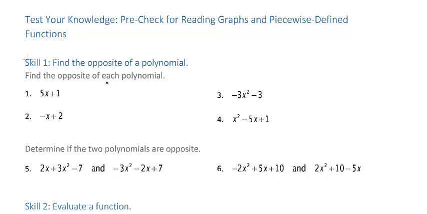I would like to go over the solutions for the prerequisite check for reading graphs and piecewise defined functions. The first skill in that section is to find the opposite of a polynomial. If you recall, the opposite of a polynomial is found by multiplying the polynomial by -1.